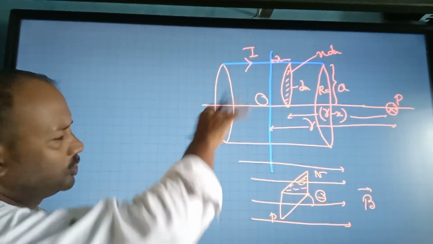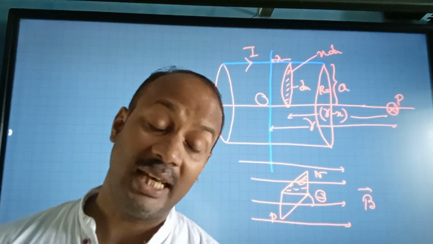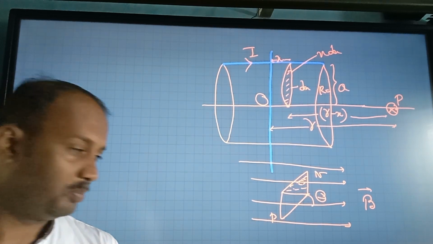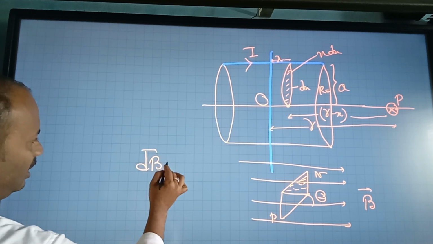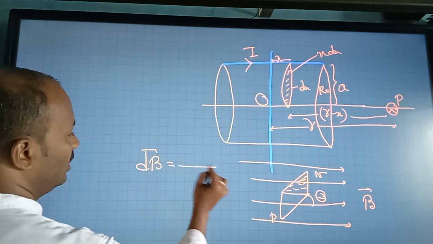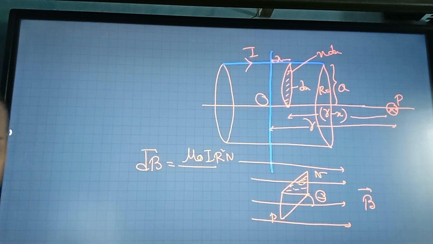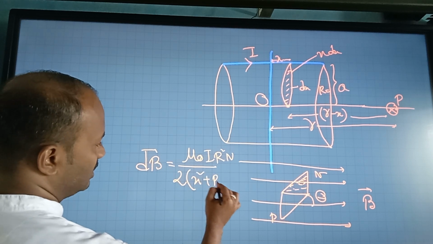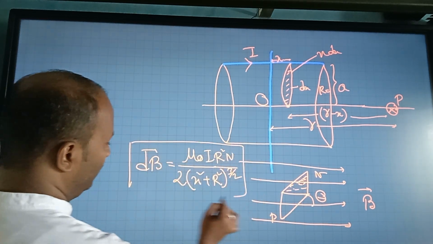Since the solenoid is circular, what is the magnetic field for a circular area? In the previous class, we know that the magnetic field for a circular coil is mu naught I r square N divided by 2 into (x square plus r square) whole to the power 3 by 2.